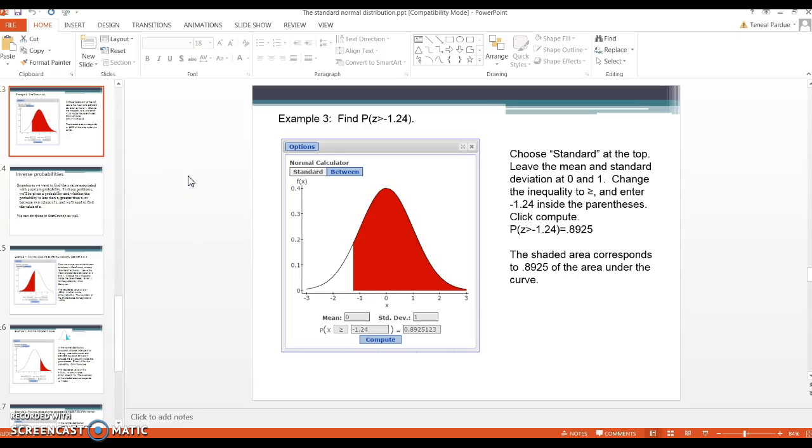Okay, so we've just done 3 examples of finding standard normal probabilities. And now we need to look at inverse probabilities. So the standard normal probabilities were ones where they would say, find the probability that Z is in a certain region. For the inverse probabilities, we're going to go backwards. We're going to say, here's the region. Now find the value of Z that's the cutoff there.